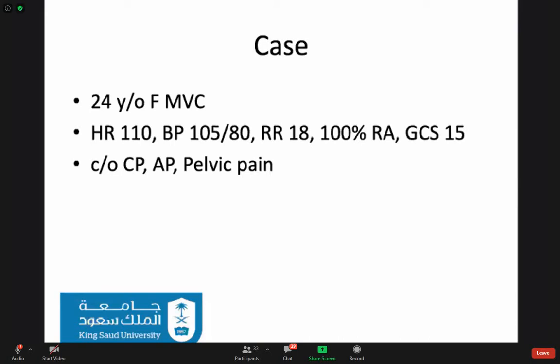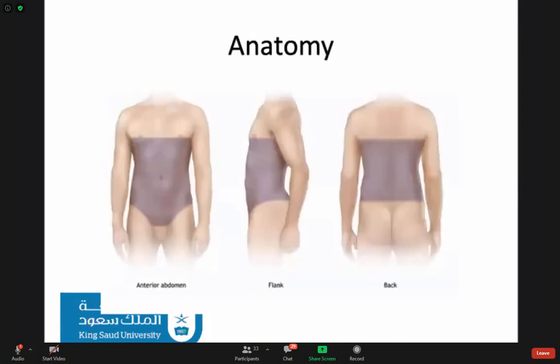Primary survey, okay. Prepare, alert the teams, make sure the blood bank knows, make sure radiology department knows, and then primary survey. Okay, good. So we'll come back to this later on.